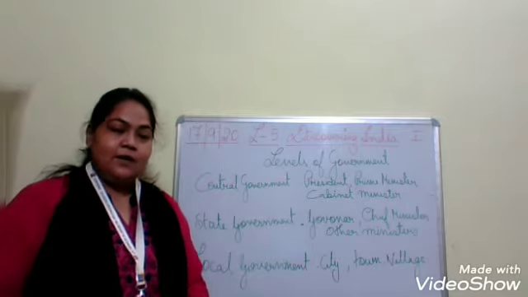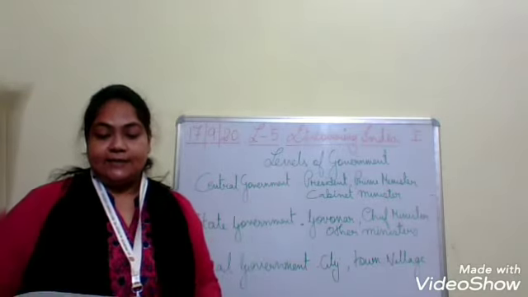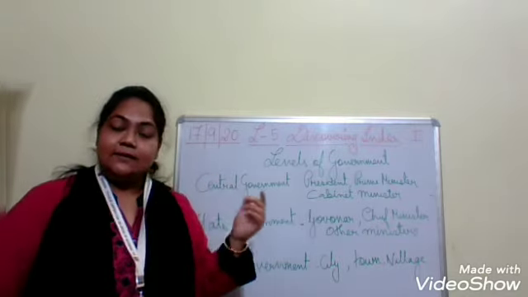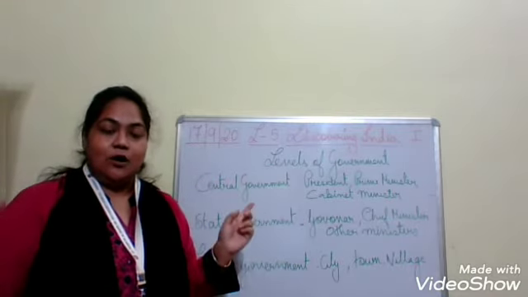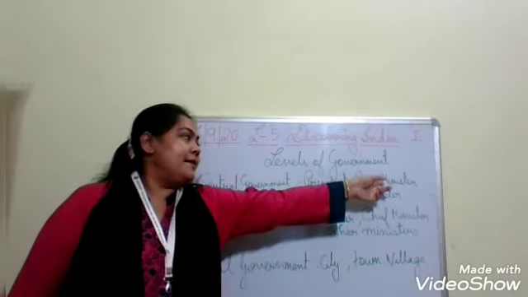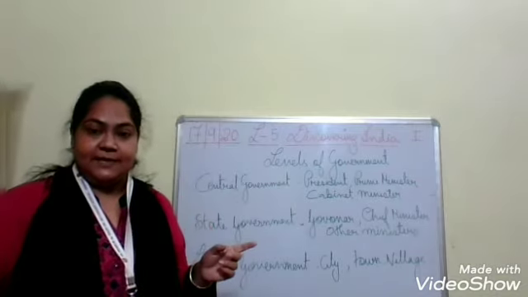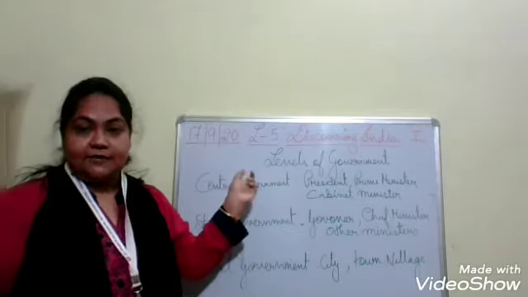The central government is located in New Delhi. It makes the decisions for the entire nation, the whole country. And who is the head? The President, the Prime Minister and other cabinet ministers we are going to find in the central government.